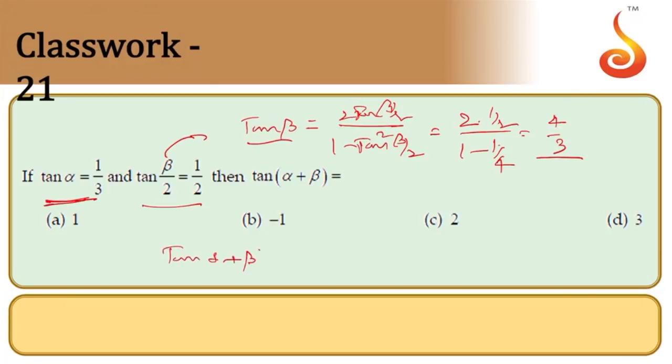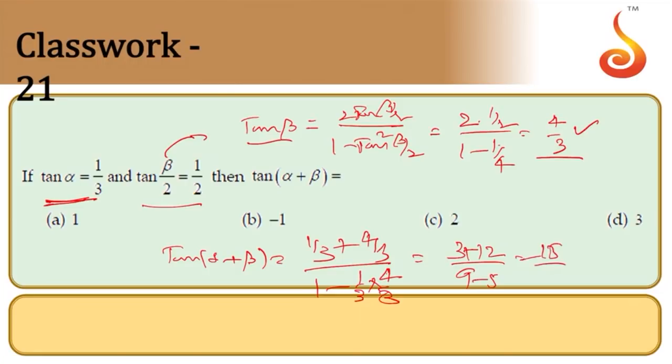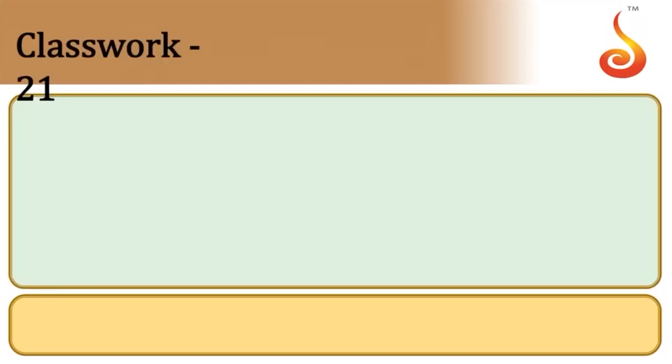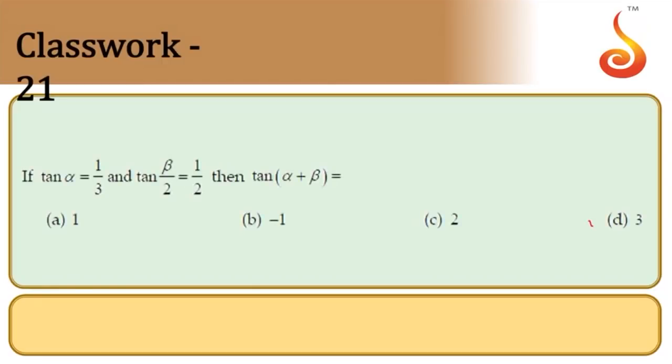Therefore tan of alpha plus beta is equal to tan alpha plus tan beta, 4 by 3, divided by 1 minus 1 by 3 tan alpha tan beta. That is equal to 3 plus 12 divided by 9 minus 5, which is 15 divided by 5. So which happens to be equal to 3. The answer is 3.